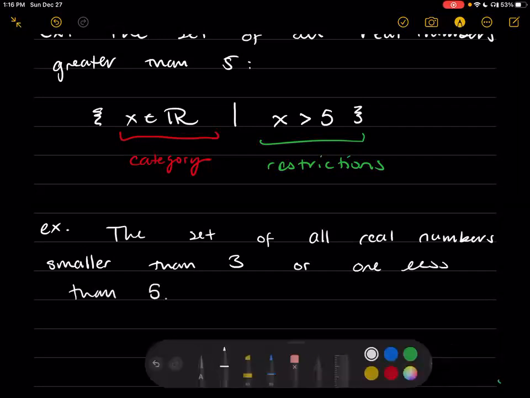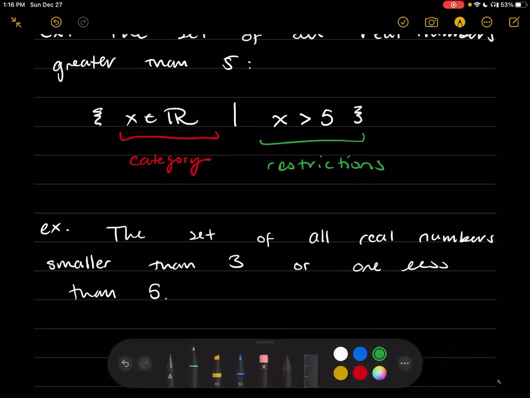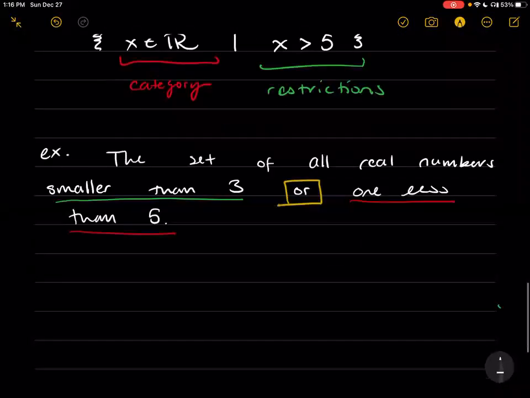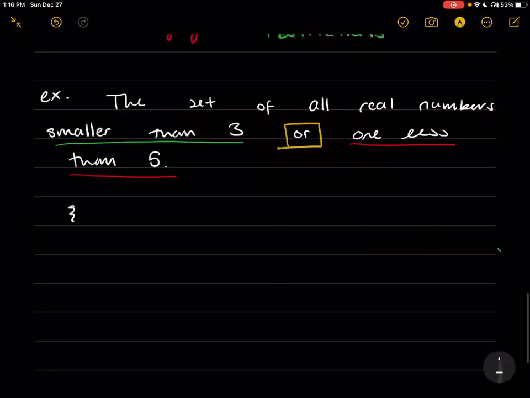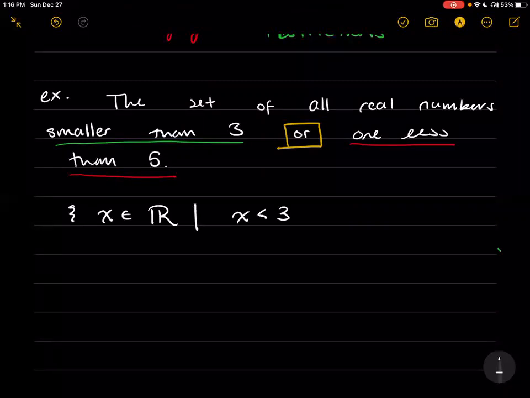Looking at this, you can see there's 2 things going on here. You've got the set of all real numbers, the setup, the category, right? And then you've got smaller than 3. And then you've got this or, which right now your mind should be pinging. You're like, oh, or, we know what that is. We should think union. And then we've got this 1 less than 5 going on here. So let's see if we can break this down. We'll start off with curly bracket, x is in R, such that x is smaller than 3, just the same as last time.